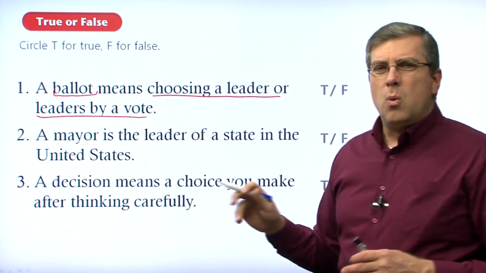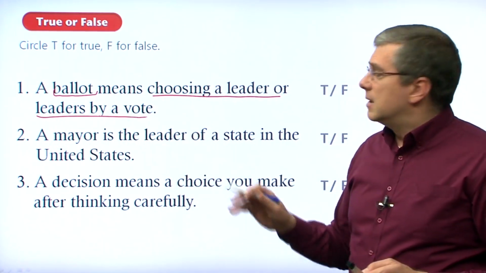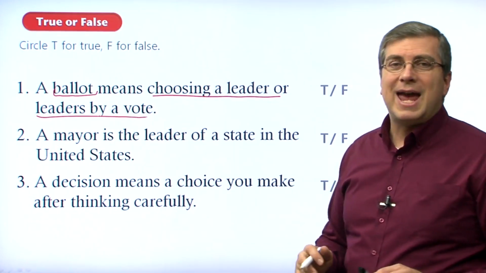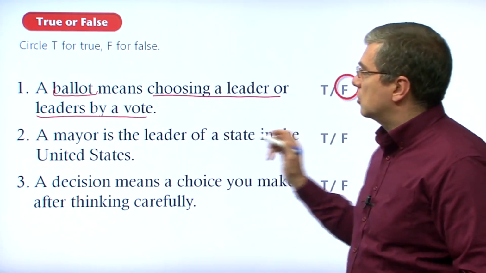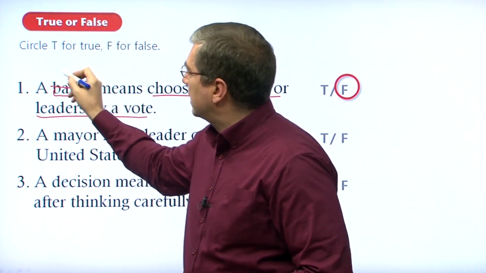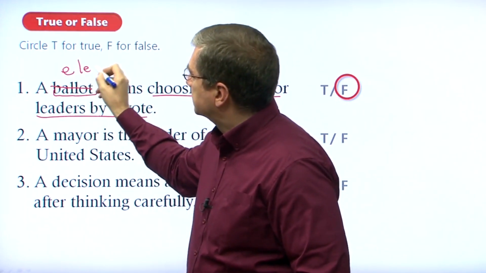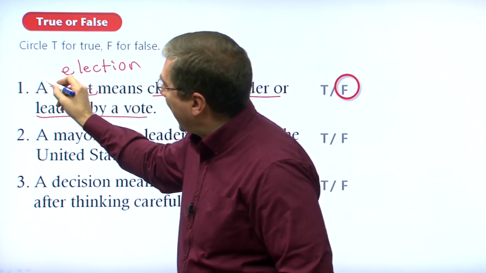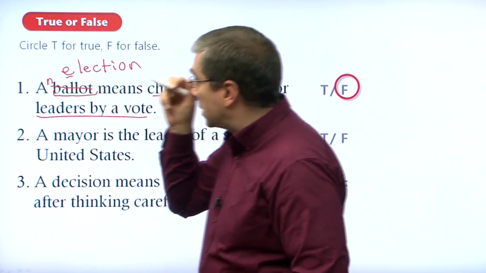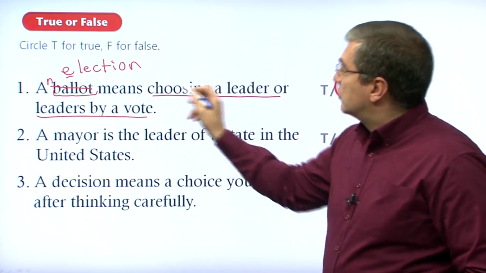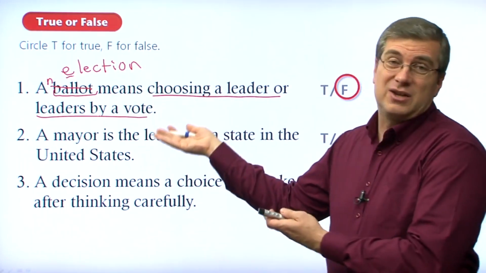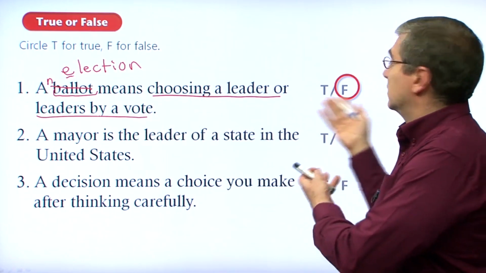That's an event. What is the event that means you choose a leader or leaders by vote? That would be an election. So this is not true. If we changed ballot to election, we have to put an, right? An election means choosing a leader or leaders by vote. That would be true. But we have to change the sentence, so the sentence is false.